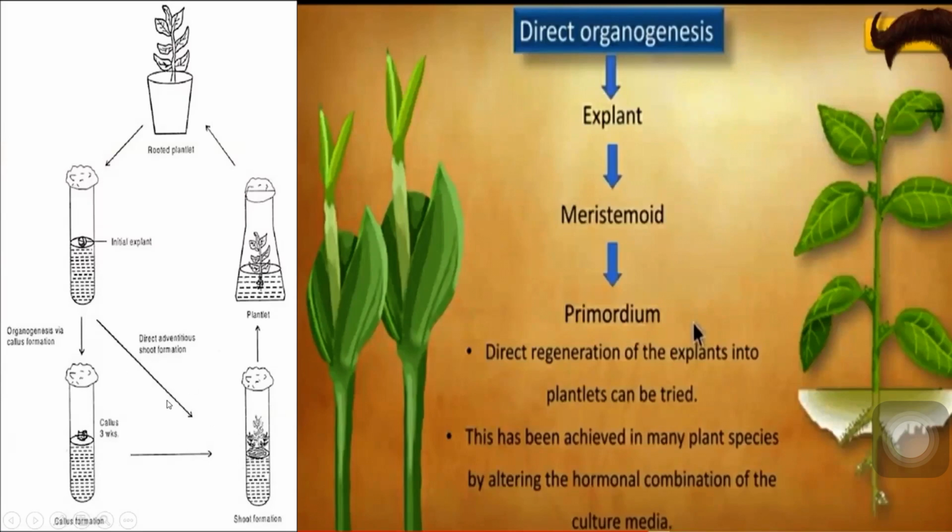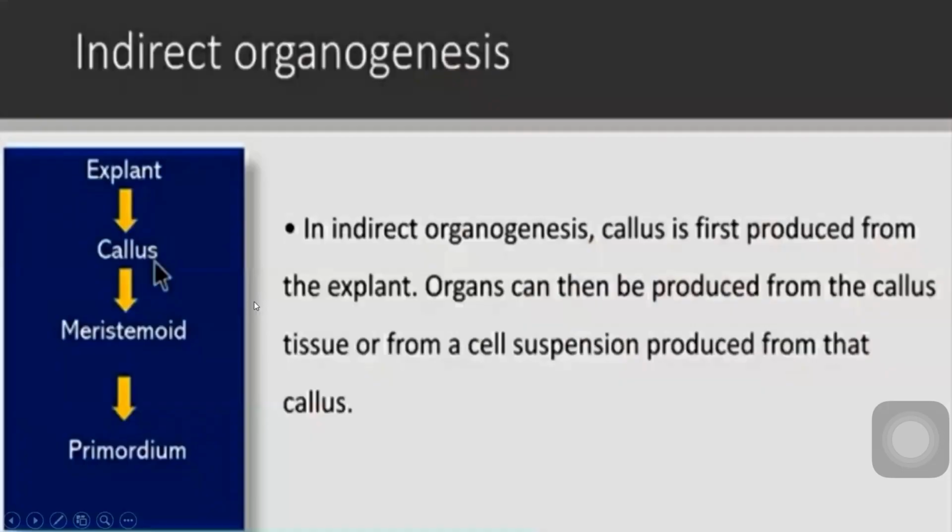It depends on the culture condition. If more auxin is provided, then the root formation will take place, or if more cytokinin is there, then the shoot formation will take place. This is how the direct organogenesis takes place.